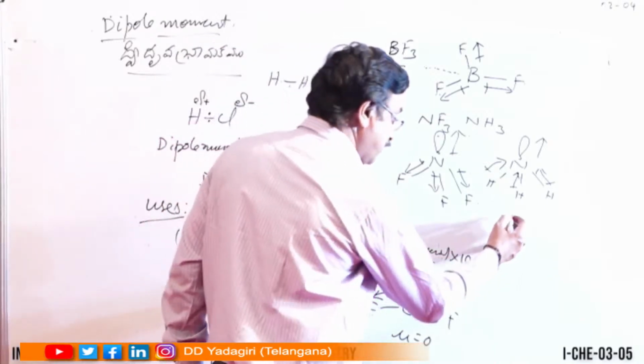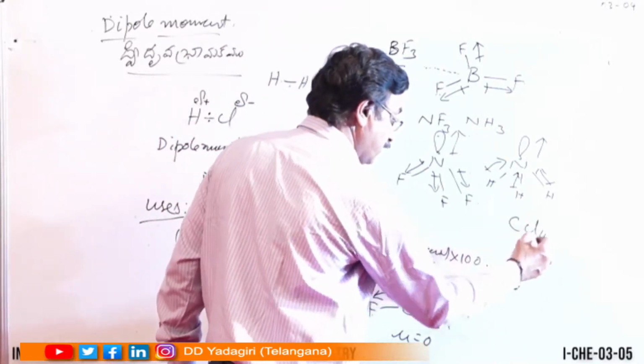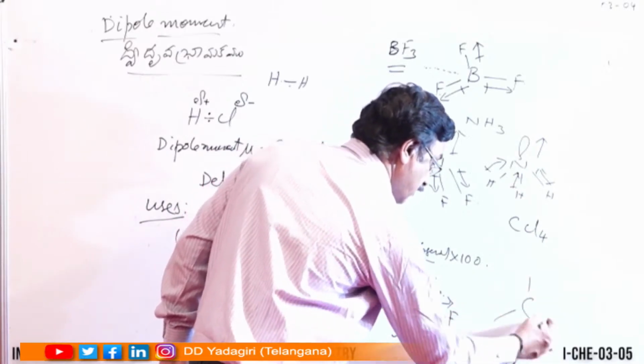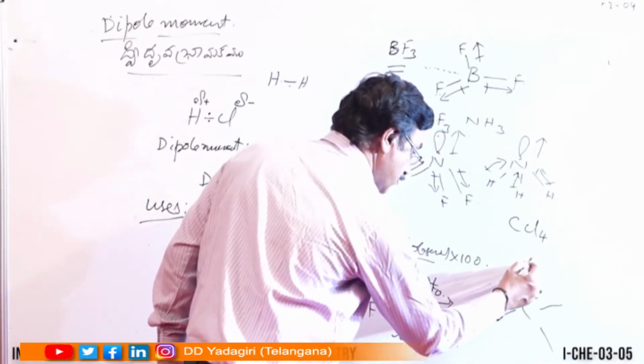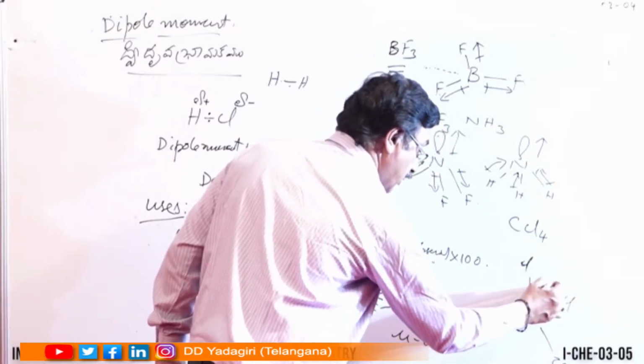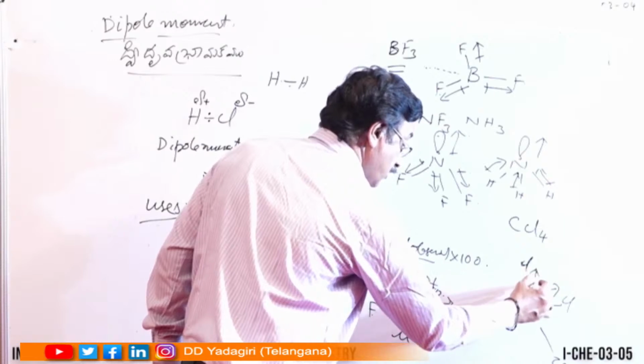Another example is CCl4. Chlorine electronegativity is more.